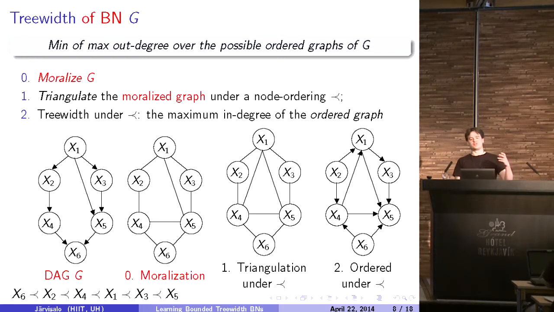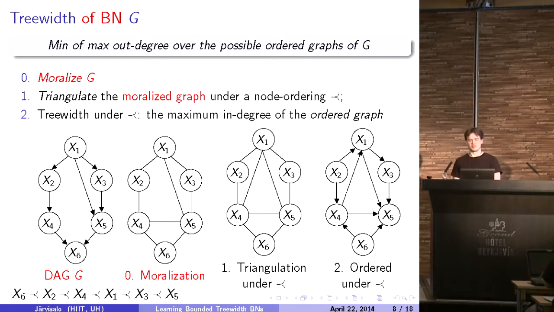So how do you define the treewidth of a Bayesian network structure? Well, you basically just do an extra first step, or zero step, where you so-called moralize the network structure, which is just a DAG here. And, well, by magic, it happens that the moralization of this DAG is that guy. How do you get it?